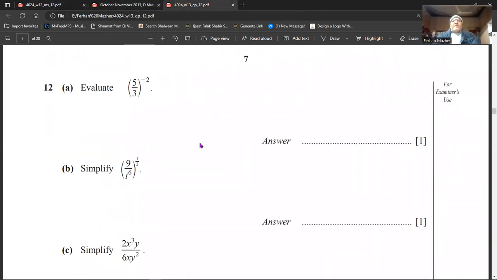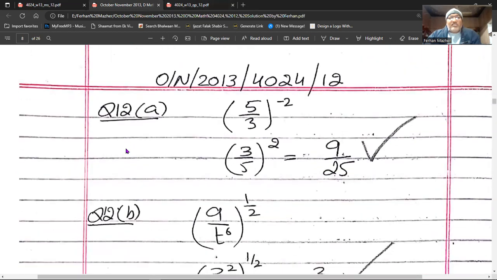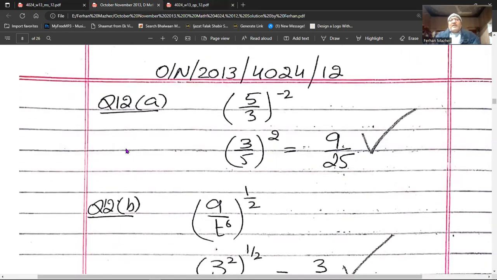Question number 12, it's A part. We have a fraction 5 by 3 and whole raised to power minus 2. Because the power is negative, first of all, in the bracket, I will reciprocate that fraction. And when I reciprocate the fraction, the power will become positive. So let me show you. Okay, so question number 12, A part. So 5 by 3 whole raised to power minus 2. So 3 by 5 whole raised to power 2. So 3 square will be 9.